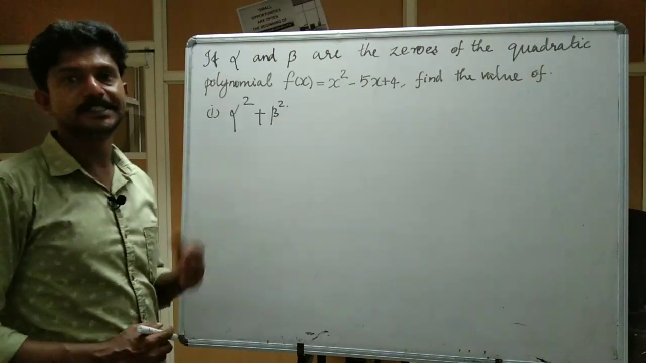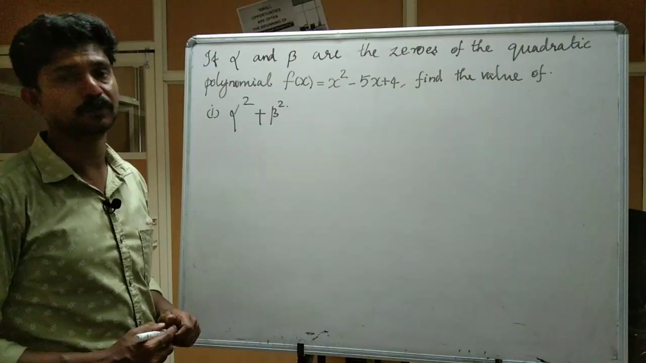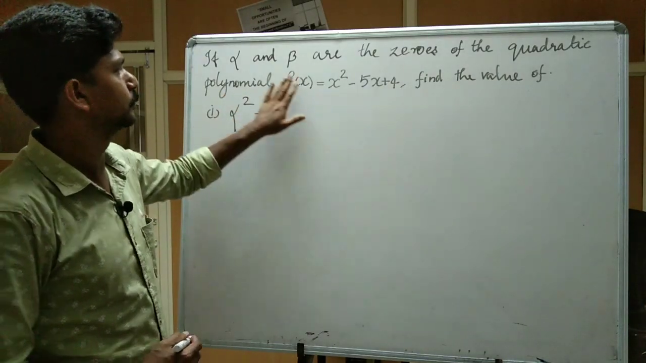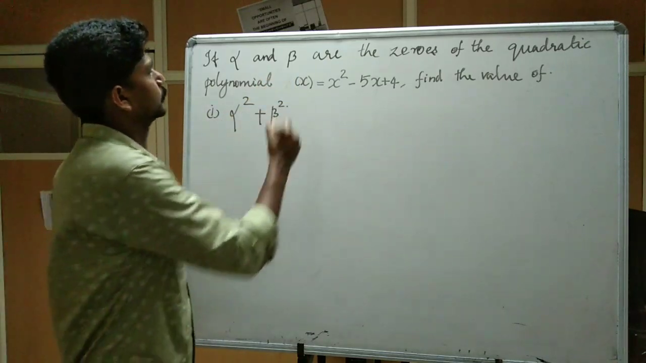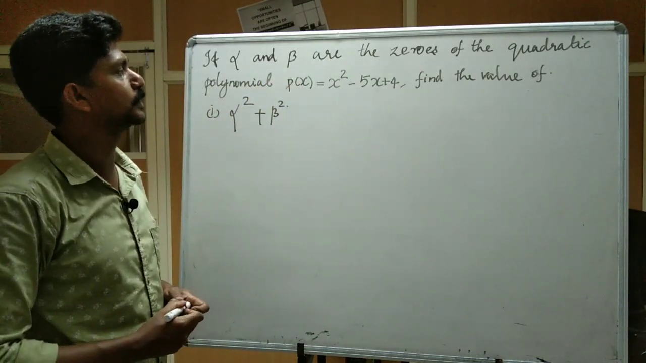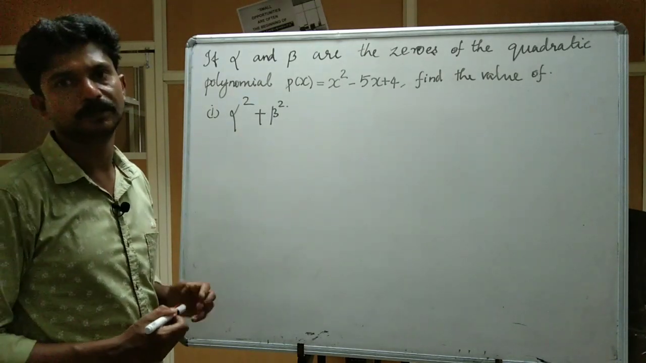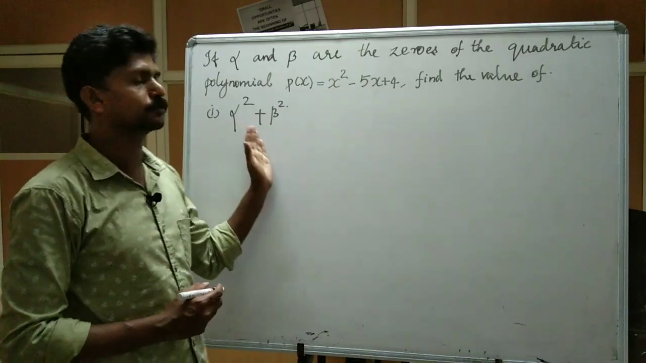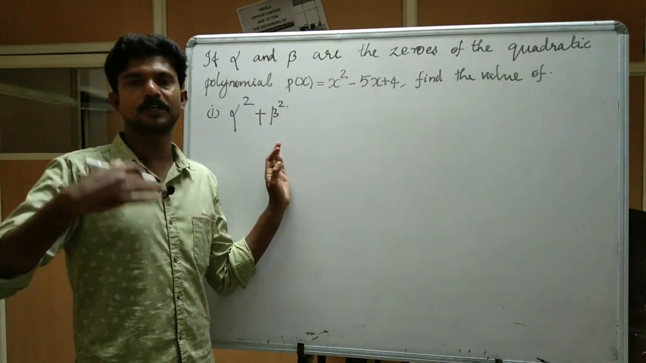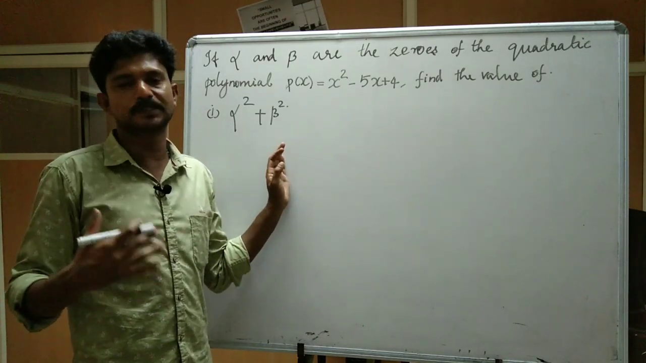Dear students, let us see another question. If alpha and beta are the zeros of the quadratic polynomial p of x is equal to x square minus 5x plus 4, find the value of alpha square plus beta square. This type of question is a board exam based question.